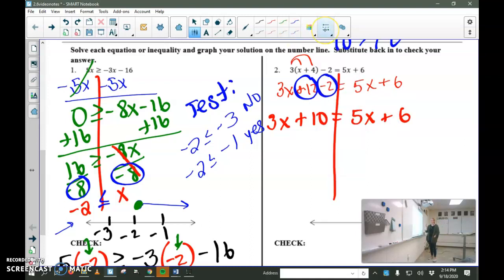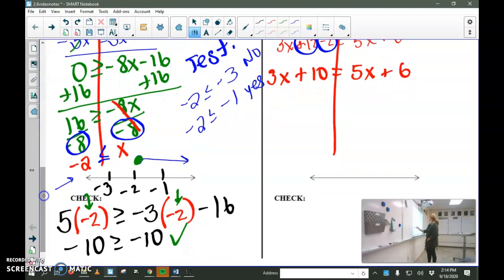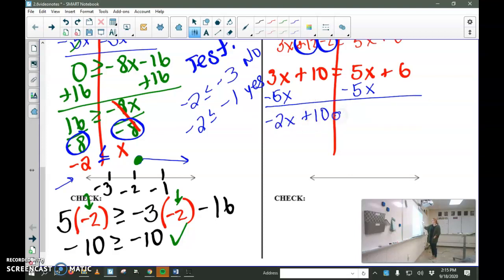Okay, again, I have an x variable on each side of this equal sign. My job is to eliminate one of them. It does not matter which one you eliminate, okay? I like to keep it so my variable's on the left-hand side. That's just me personally. Other people have different opinions, okay? 3 minus 5 is a -2x. I still have plus 10 equals 6.